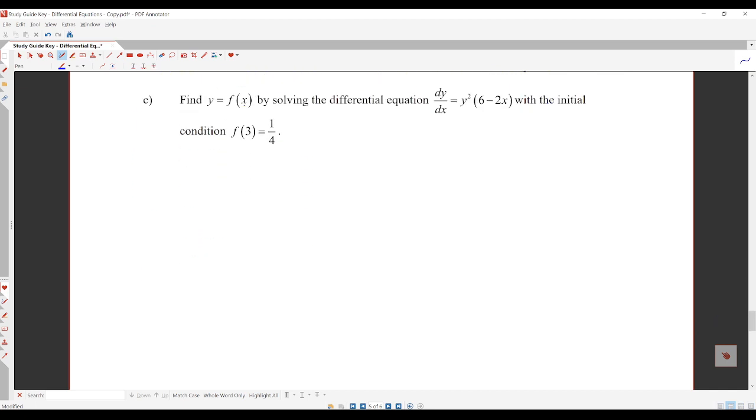Part C, find y equals f of x by solving the differential equation with the initial condition f of 3 is 1/4. So we're going to divide by y squared on both sides, and multiply by dx. And that will eliminate the y squared from the right side. That'll eliminate the dx from the left side. Let me write it as 1 over y squared times dy equals (6 minus 2x) times dx. We then go to integrate.